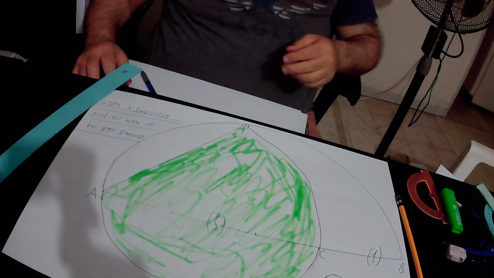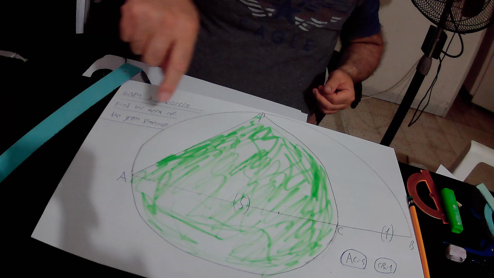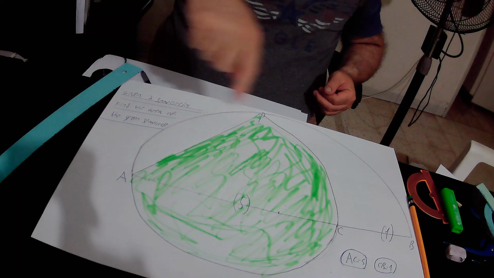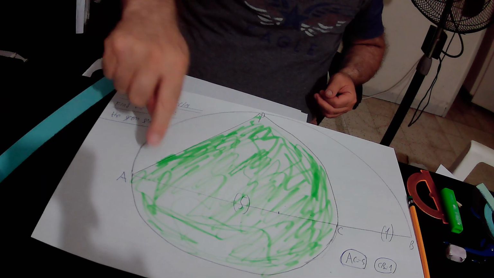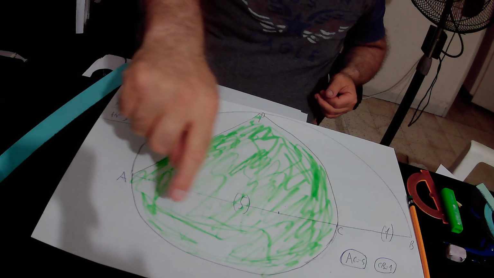And now, in this short lecture, we'll find out the area of the green semicircle. In the drawing, we have two semicircles. This is the first semicircle, and the second semicircle is this green semicircle.